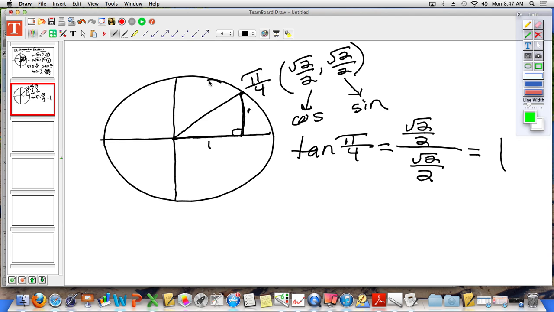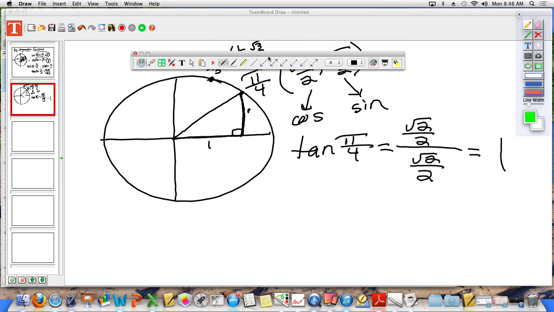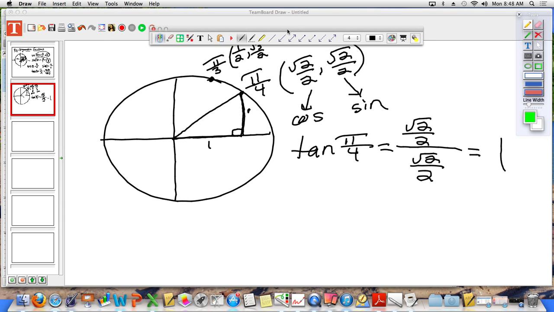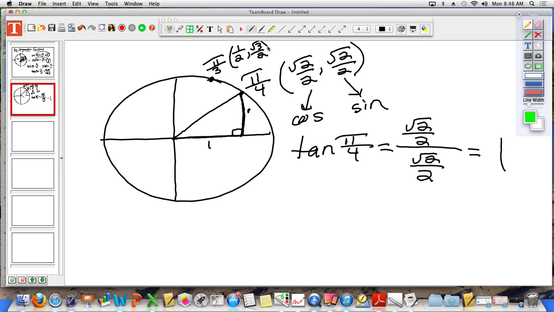Let's do pi over 3. Now if my memory serves me correctly, pi over 3 really means 1/2 comma the square root of 3 over 2. Am I right, you guys? Am I right? 1/2 comma the square root of 3 over 2? Yes. All right, so let's calculate the tangent of pi over 3.